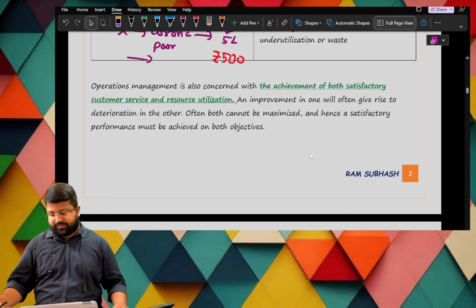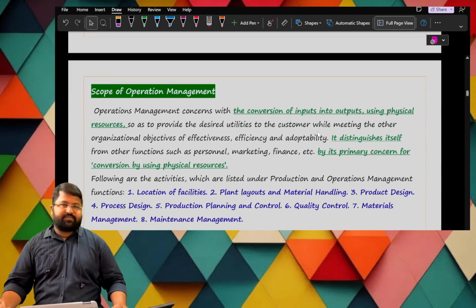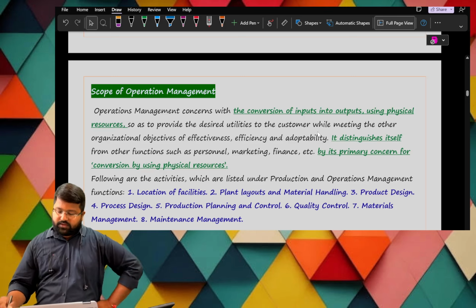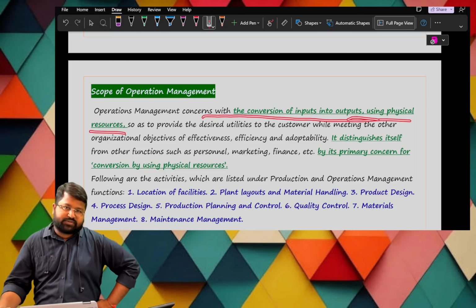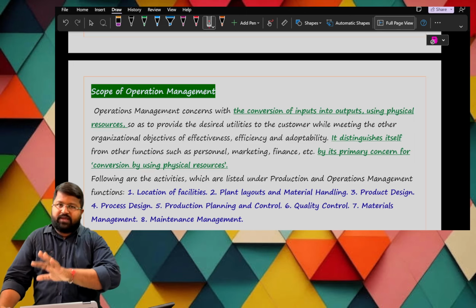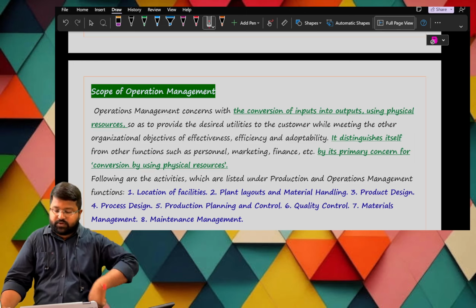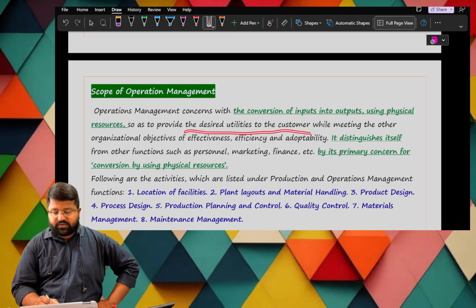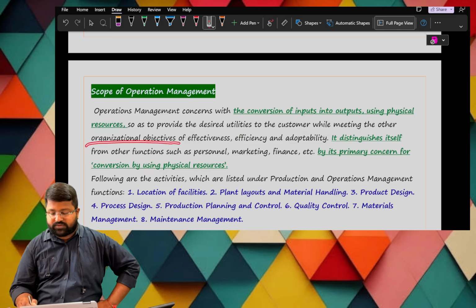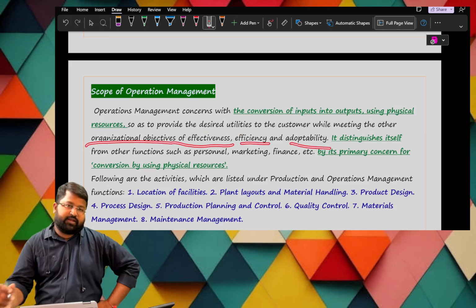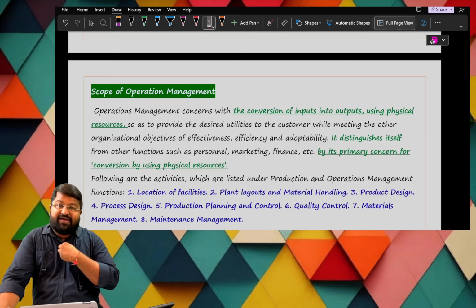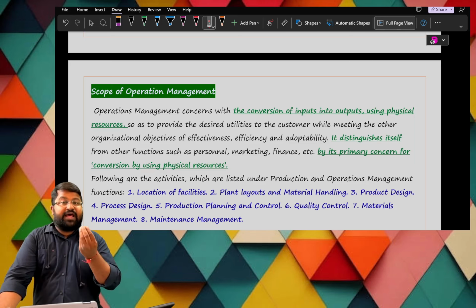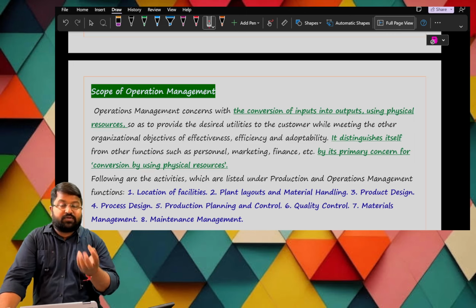Okay, next, what is the scope of operations management? We shall see now. So operations management consists of conversion of inputs into outputs using physical resources. I have shown the diagram now. Input is being converted into output with the use of physical resources, so as to provide desired utilities to the customer while meeting the other organizational objectives of effectiveness, efficiency, and adaptability. So I'm meeting the needs of customers. However, I will be having some objectives now. I should get some profit and I should meet the cost. These things also I will consider. And also I will ensure that the resources are optimally utilized.